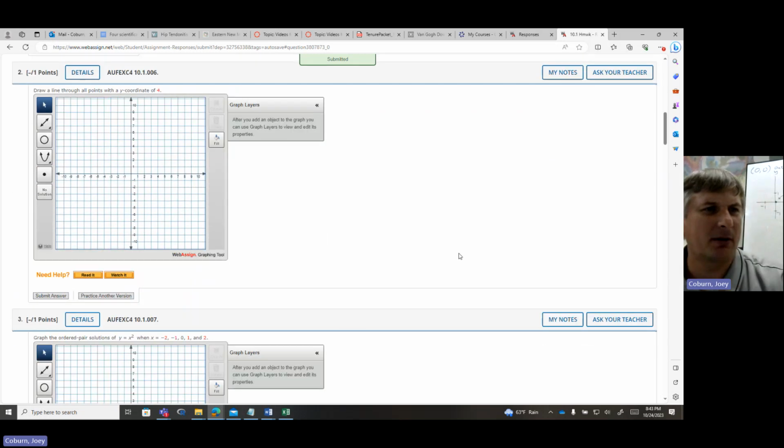I'll do it again. Here's this problem. Draw a line through all the points with a y coordinate of 4. So the y coordinate is the vertical component. These are all points that are 4 units up from the x-axis. So they're all going to have a y component of 4.